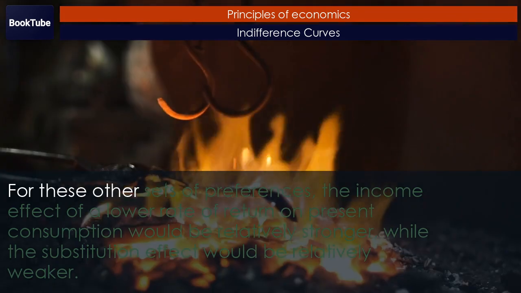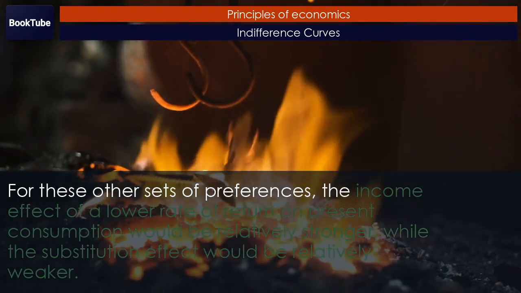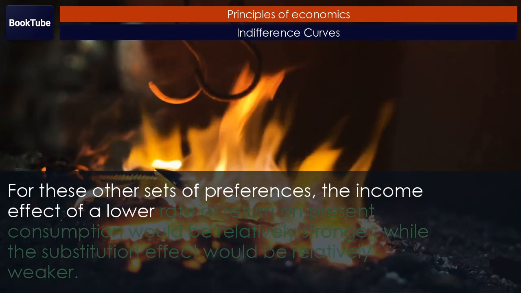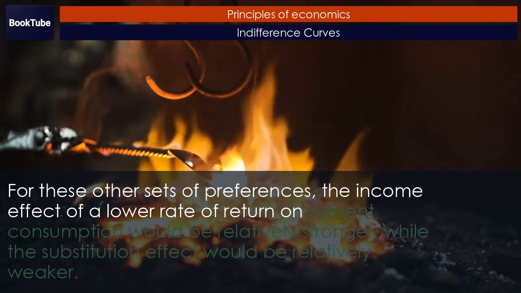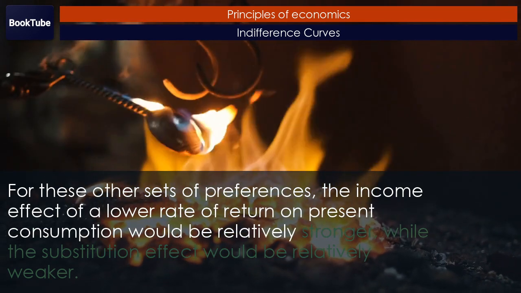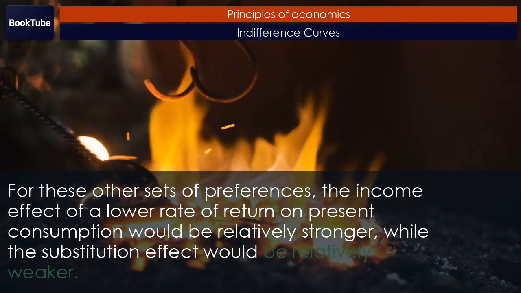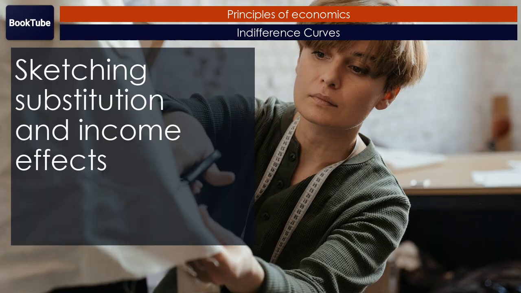For these other sets of preferences, the income effect of a lower rate of return on present consumption would be relatively stronger, while the substitution effect would be relatively weaker. Sketching substitution and income effects.